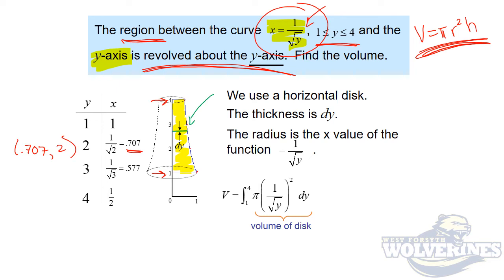Anyway, if I have 1 over root y and I'm squaring it, and I square the top and I square the bottom, that just becomes 1 over y. Well, if I have 1 over y, that's the same thing as y to the negative first power. Oh no, I can't do the power rule because I can't divide by 0. Who invited logs? Nobody likes that guy. So this is going to be pi times natural log of y from 1 to 4.